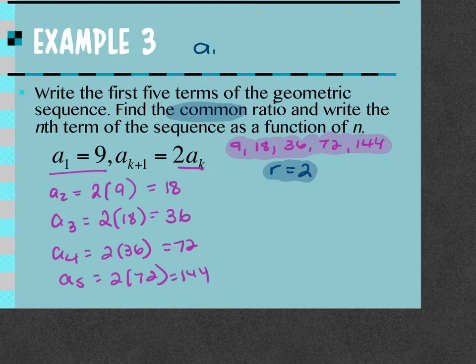Then using A sub n equals A sub 1, R to the n minus 1, find the nth term of the sequence. So A sub n would equal the first term, which is 9, times R, which is 2, to the n minus 1. So now be careful here, because what happens is if we are plugging in, people multiply these two together first to get 18 and then raise it to the power. That's wrong. The only thing that has that power on it is the 2. So we would first plug in for n, raise 2 to that power, then multiply it times 9. Okay? That n minus 1 is just on the 2.